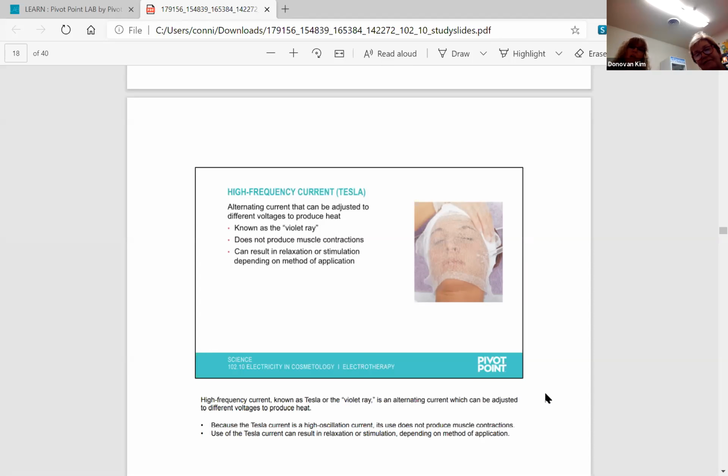Can't use it here though. Yeah, our state does not allow us to use that. But what you need to know about microcurrent, if it's on a test, is that it is a weakened form of electricity that can go through there.